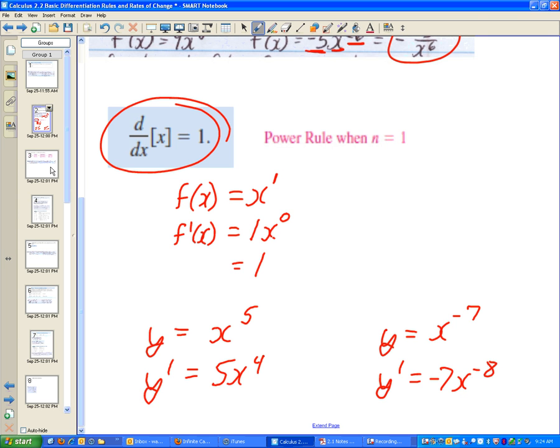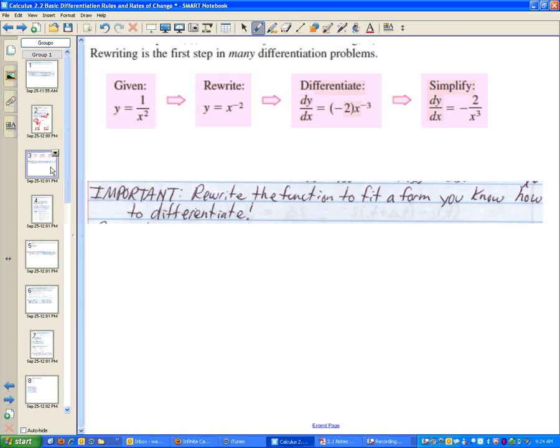Okay. Now, like I said a second ago, sometimes you have to rewrite your function to fit a form you know how to differentiate. For instance, if we're given y equals 1 over x squared, rewrite it as y equals x with an exponent on it. Now that it's x with an exponent on it, you can apply the power rule. The exponent becomes the coefficient. Subtract 1 from the old exponent to get the new exponent.